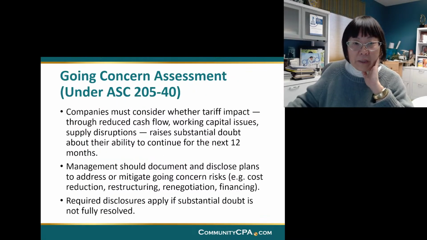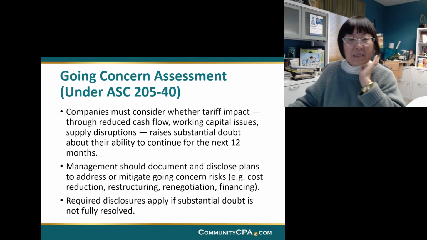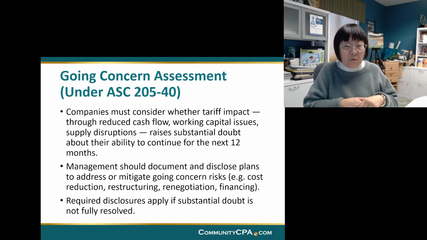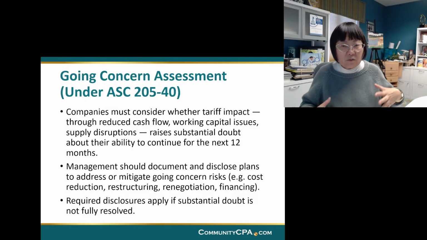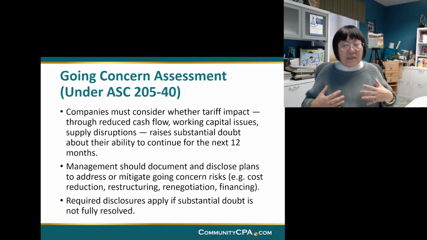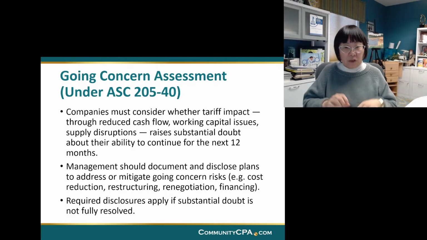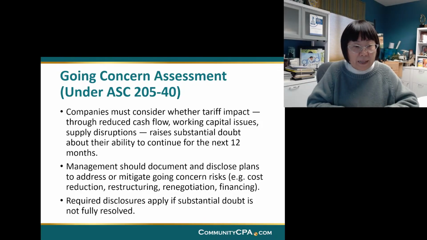The going concern assessment is also required for public companies under ASC 205-40. Companies must consider the tariff impact, including reduced cash flow, working capital, supply disruption, and rising cost, and still address whether there is substantial doubt about the company's ability to continue for the next 12 months. Management should document and then disclose the plan to address these going concern issues.